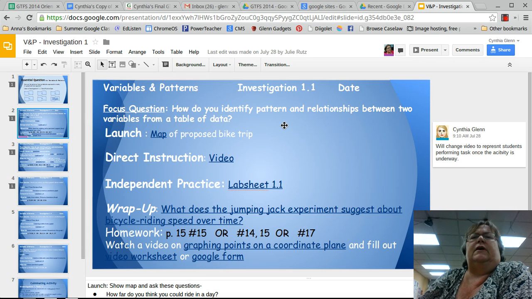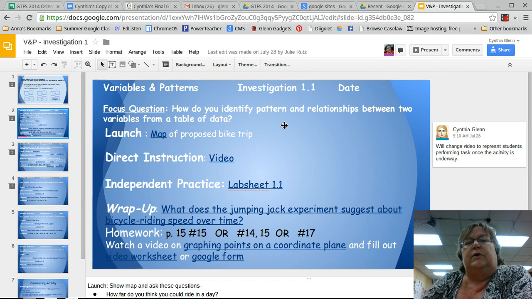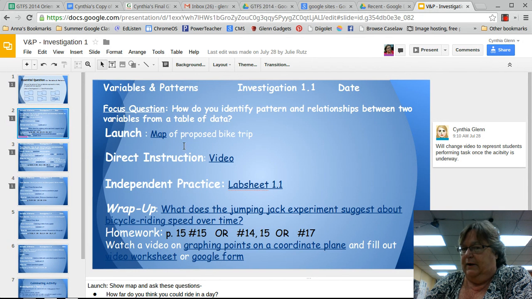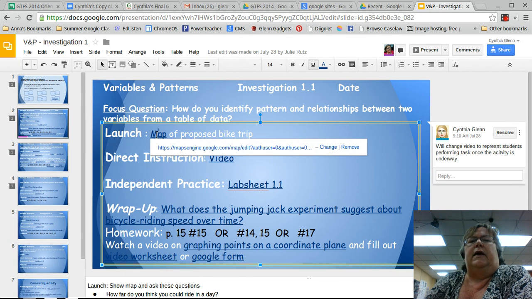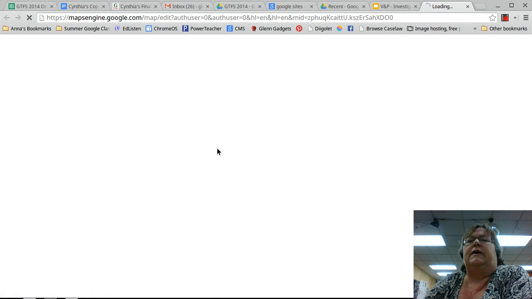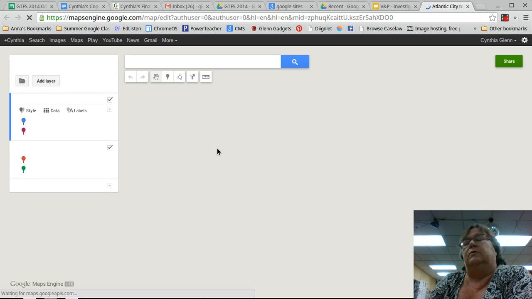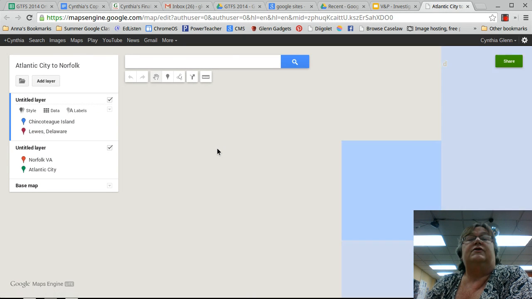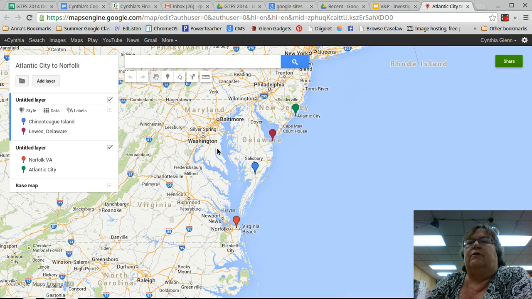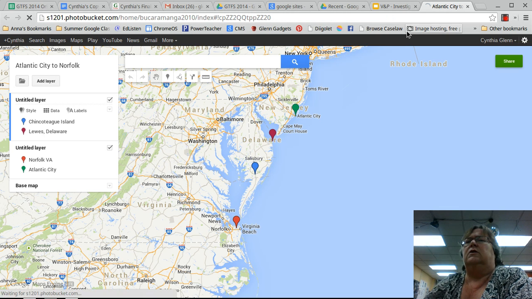Okay, hi. We're going to look at one of the slides, and in this slide it has the 5 components of instruction that we use in our classes. We have the launch, where in this case we're introducing the whole idea of this bike trip, and so we put in a map for the students so that they could see where they were going to be traveling, to make sure that they had an understanding of what weather conditions could be affecting their speed and their travel.